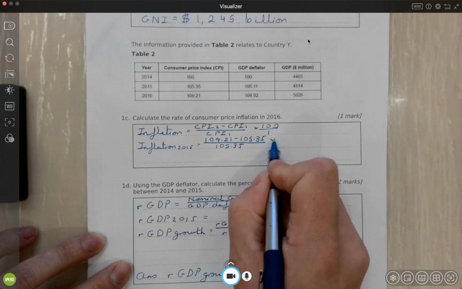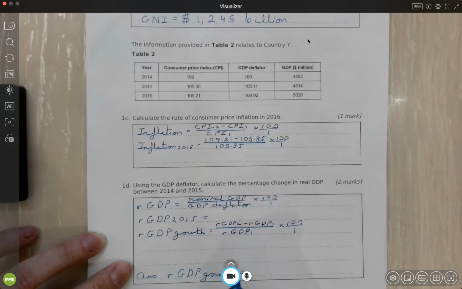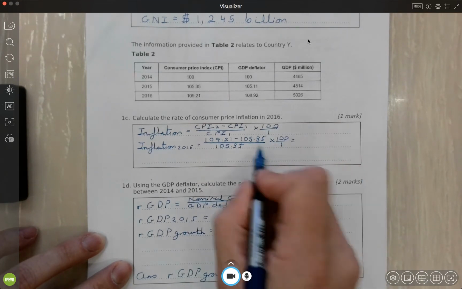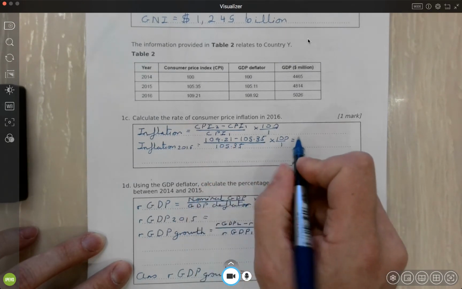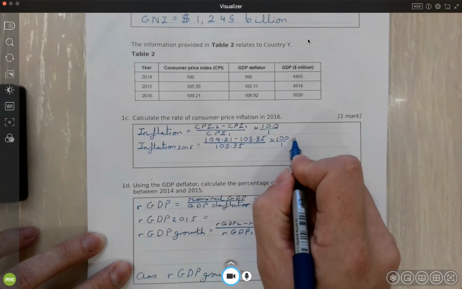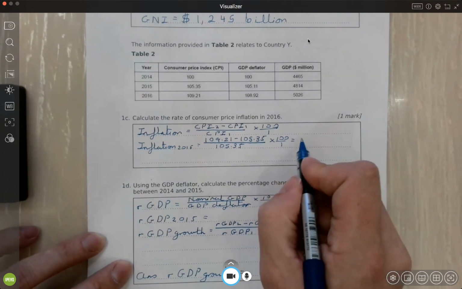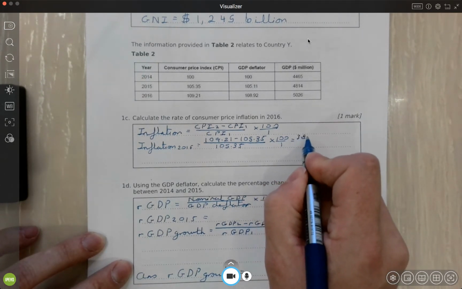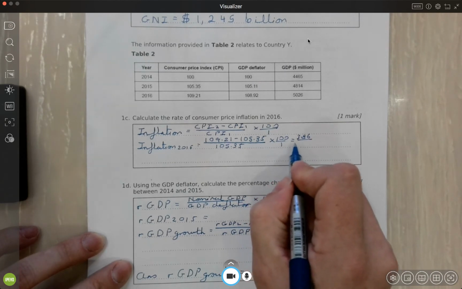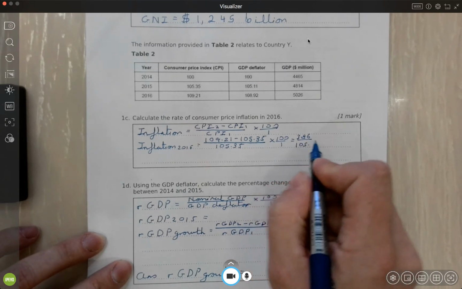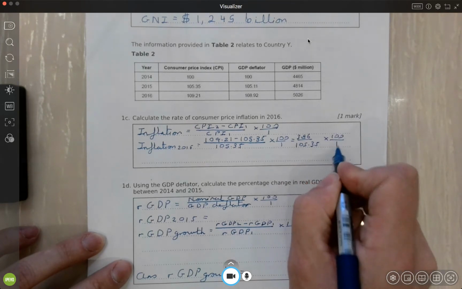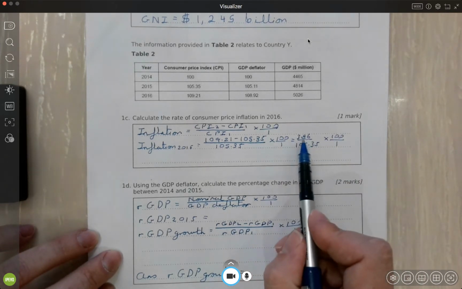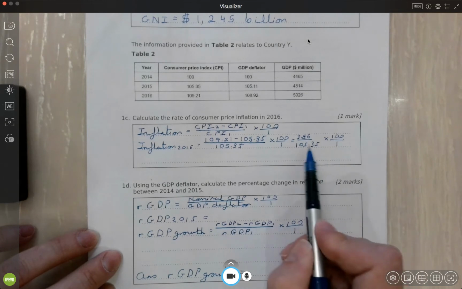105.35, and then we multiply all that by 100 over 1. Okay, well, what that gives us then, if I take 105.35 away from 109.21, what I get then is 3.86, I believe, 3.86 over the same thing, 105.35, and I'm still multiplying it by 100 over 1. Okay, so now what I'm going to do is I'm going to get rid of the two fractions, so top by top, bottom by bottom.